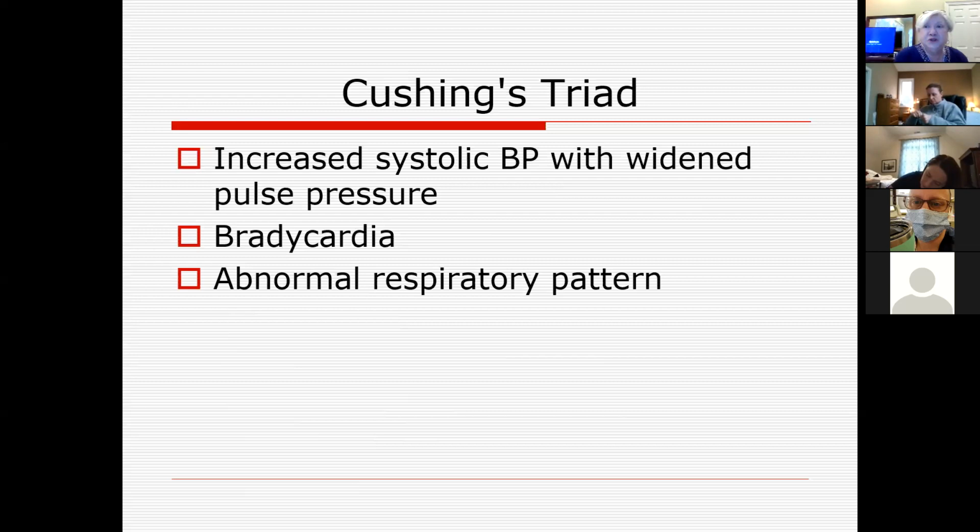Typically, Cheyne-Stokes is neuro in nature. It doesn't have to be. I've seen it not neuro, but almost always it's a neuro patient. It's neuro-driven periods of apnea. And it is shallow to deep respirations, followed by a period of apnea.